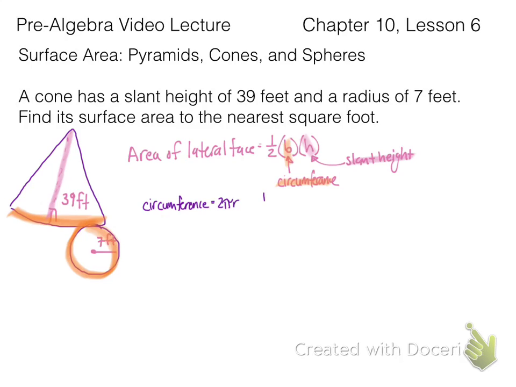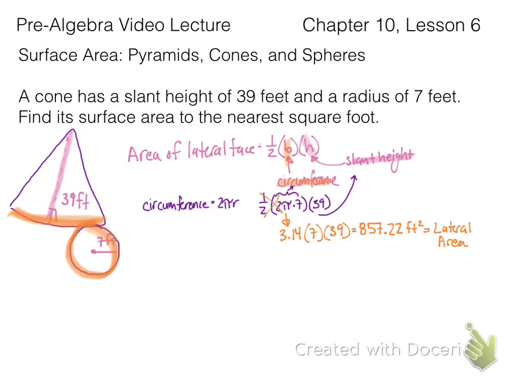So there we go. We can use this information to find the area of the lateral face. So the circumference is 2 times pi r. So it's going to be 1/2, 2 times pi r, r being 7 in this case, which is the radius, times the slant height, which is 39 feet. So if I find the circumference and then multiply it by the slant height times 1/2, I'm going to get the lateral area, which is 857.22 feet squared.